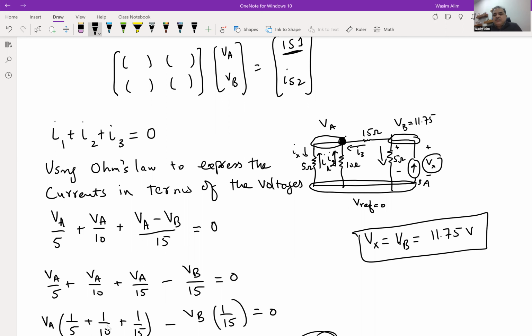Now for I sub x, it is the current that is going through the 5 ohm resistor. As far as the polarity is concerned, if we mark the polarity as such for this, it's going to be opposite of I sub 1. But if I take this in terms of I sub x, this point has v sub a voltage here, right? We know what v sub a is.